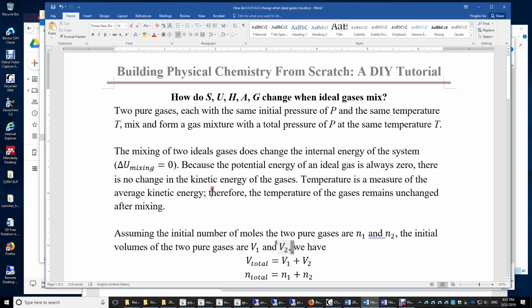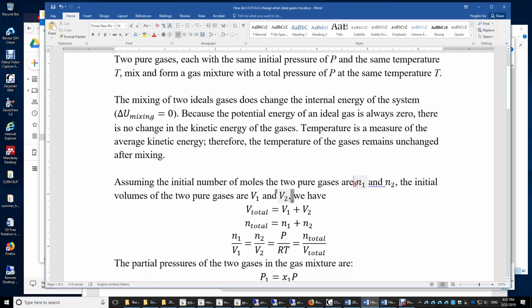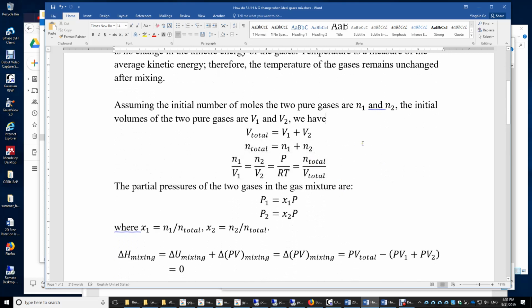Assuming the initial numbers of moles of the two pure gases are N1 and N2, the initial volumes of the two ideal gases are V1 and V2, and then we have V total after mixing equals V1 plus V2, and N total equals N1 plus N2, and we have N1 over V1 equals N2 over V2 equals P over RT equals N total divided by V total.